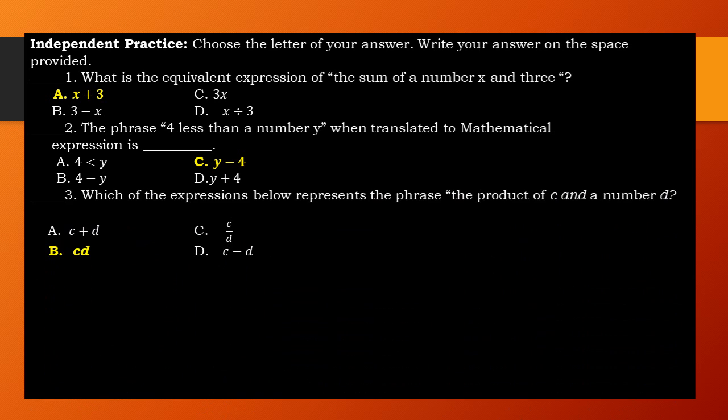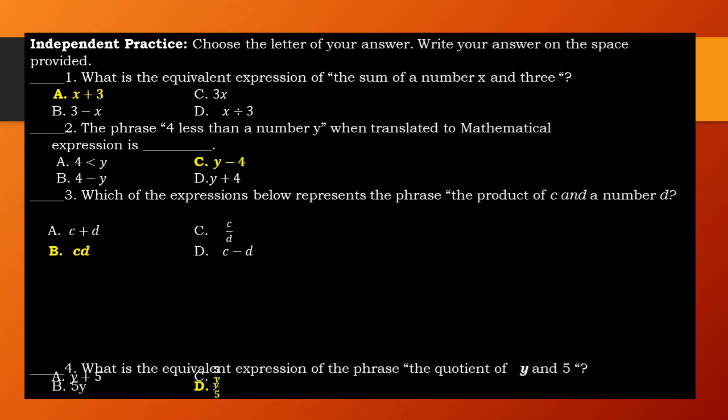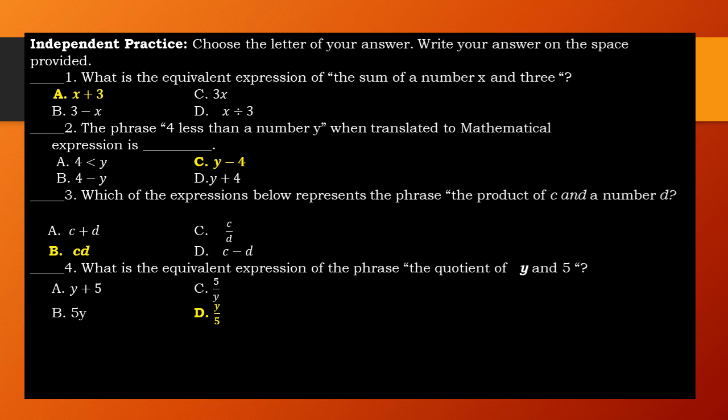Number 3, which of the expressions below represents the phrase the product of C and the number D? So the answer is letter B, CD. Number 4, what is the equivalent expression of the phrase the quotient of y and 5? The operation you are going to use is divided by. The first term is y and the second term is 5. So y over 5, letter D.